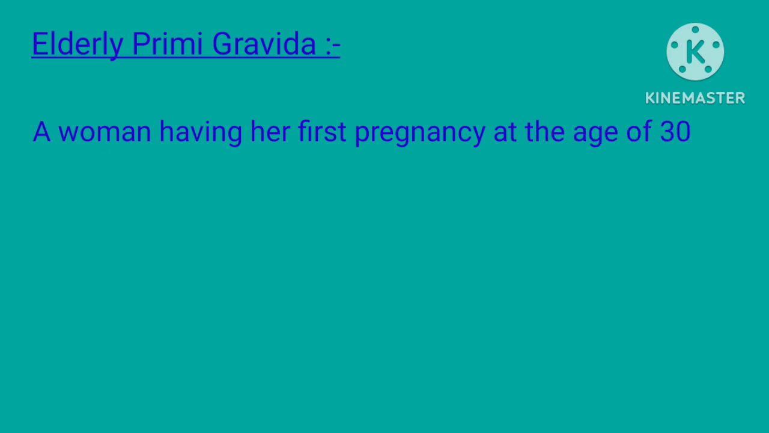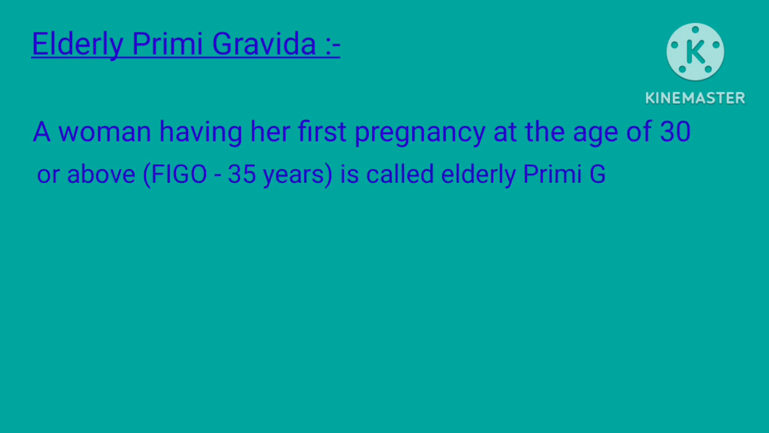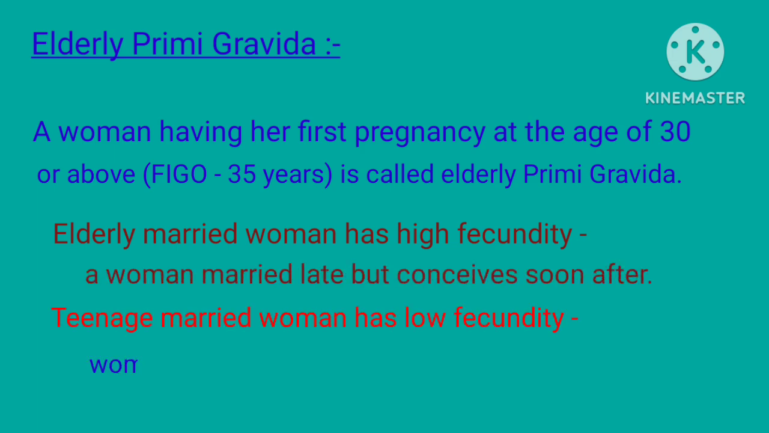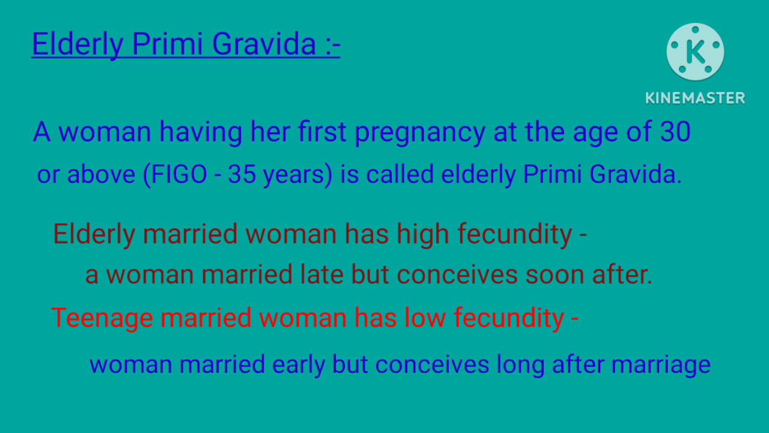Now let me talk about elderly primigravida. It means a woman having her first pregnancy at the age of 30 or above is called an elderly primigravida. But according to FIGO, the International Federation of Gynecology and Obstetrics, the elderly primigravida age is 35 years. Extremes of age are risk factors. It may be teenage or elderly; both are at risk.